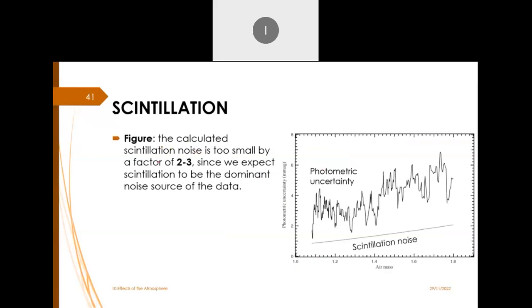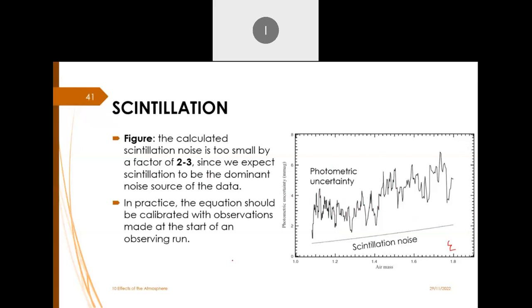For example, we have this figure. The calculated scintillation noise is too small by a factor of 2 to 3, since we expect scintillation to be the dominant noise source of the data. So this is the scintillation noise and the photometric uncertainty. They calculate the scintillation noise and found the fluctuation pattern. In practice, the equation should be calibrated with observations made at the start of an observing run.